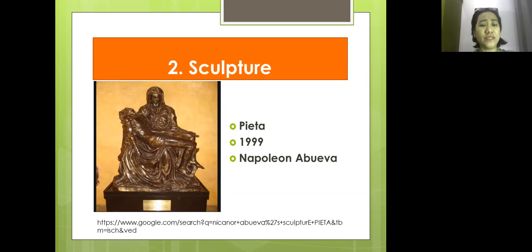Upon looking at the sculpture or image, you could immediately identify the distinction between the image of Jesus Christ and Mama Mary, and the figure is carrying, and you could feel the effort of Mama Mary carrying Jesus Christ on her lap. So it is intricately and carefully done.